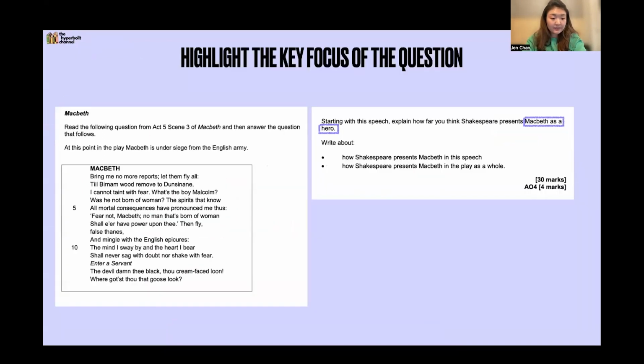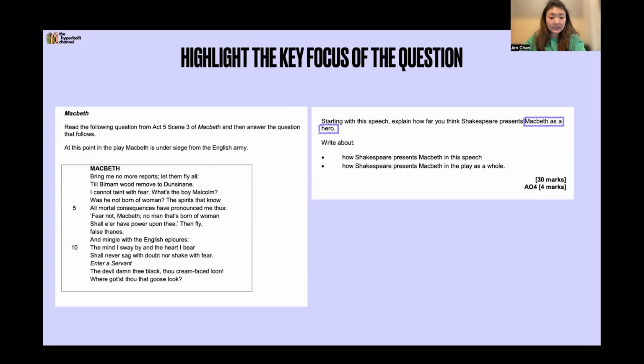So this is a question and it's taken from Act 5, Scene 3 of the play, and the point in which Macbeth is under siege from the English army. So the question asks, starting from the speech, explain how far you think Shakespeare presents Macbeth as a hero. And as always, the format goes: write about how Shakespeare presents Macbeth in this speech and also how he presents Macbeth in the play as a whole.